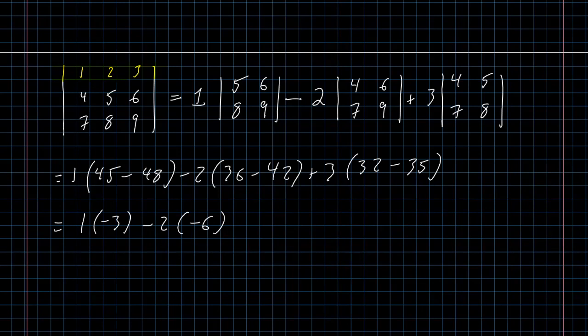45 minus 48 is negative 3. 36 minus 42 is negative 6. And 32 minus 35 is negative 3. So I've got negative 3 plus 12 minus 9, which in this case is 0.